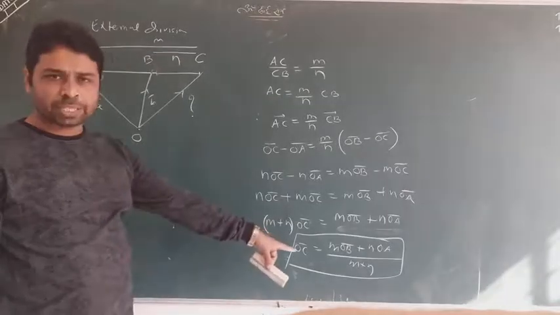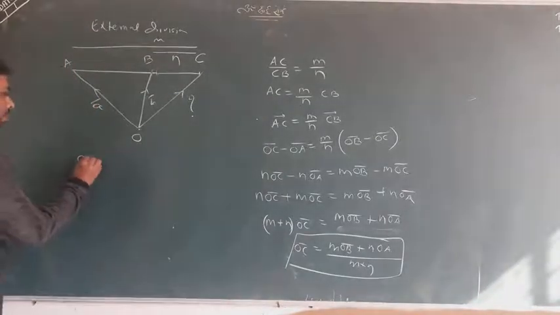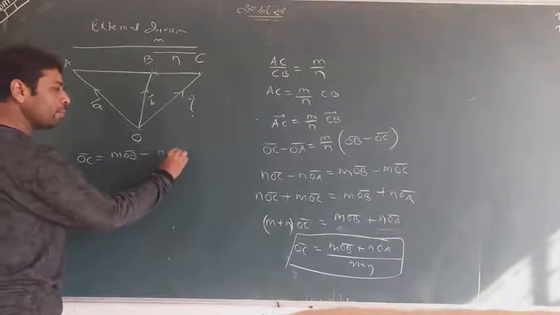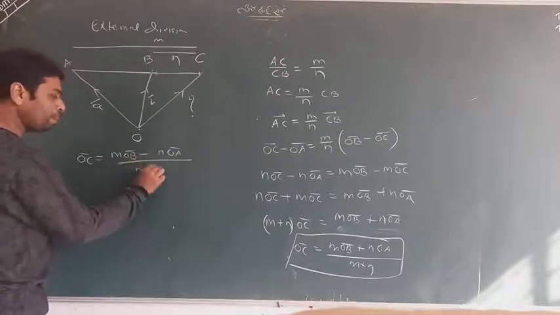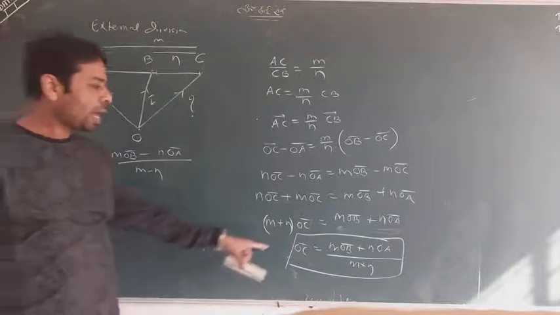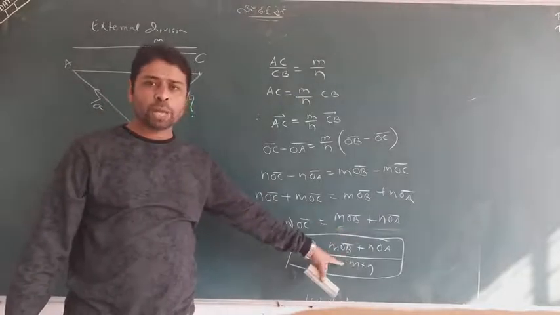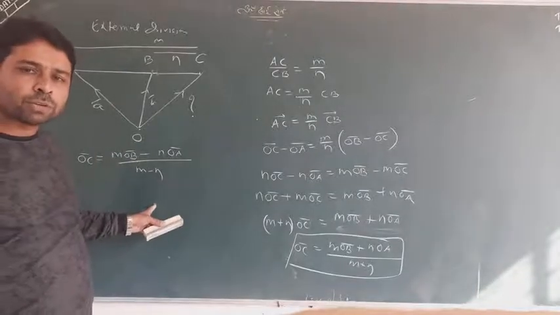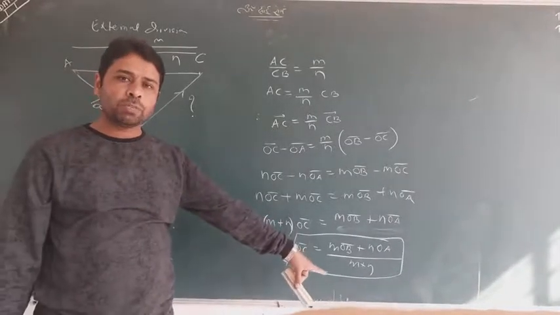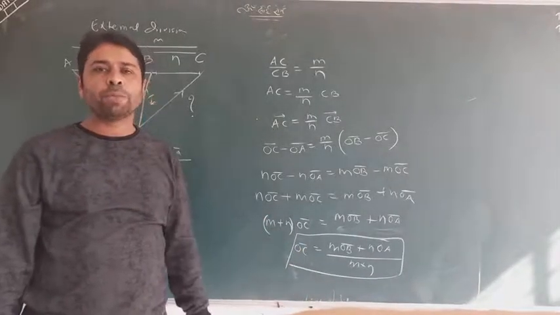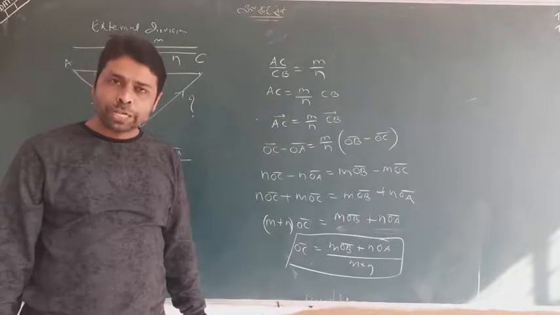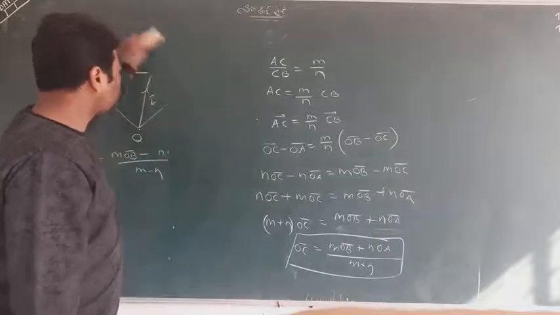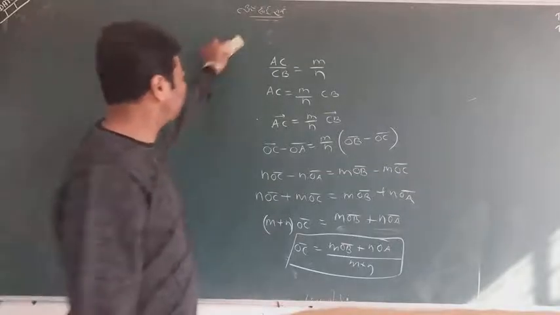So the formula will be the same, but only you will change the internal plus symbol by a minus sign: MOB minus MOA upon M minus N. This is the formula for external division. This is the formula for internal division, and the midpoint formula was simple, which was independent of M and N. Okay. So remember these two important formulas.